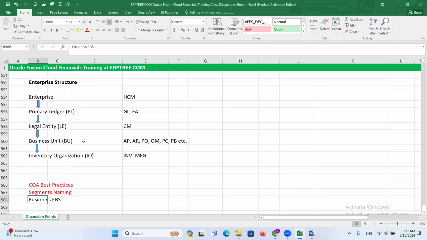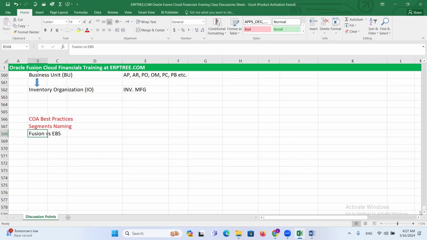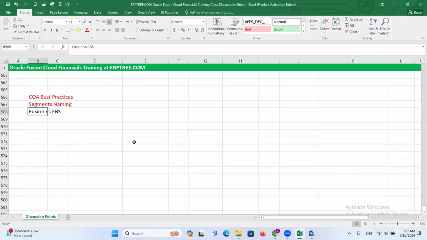So this is enterprise structure as per Fusion applications. We will compare the same with EBS. The reason I'm going to compare is that a few of you attending this session may have an EBS background, or it could be that you don't know EBS. But when we work on Fusion applications, most of the clients are moving from EBS to Fusion. So you will be dealing with those clients also. EBS will be treated as legacy and you will be working on Fusion.